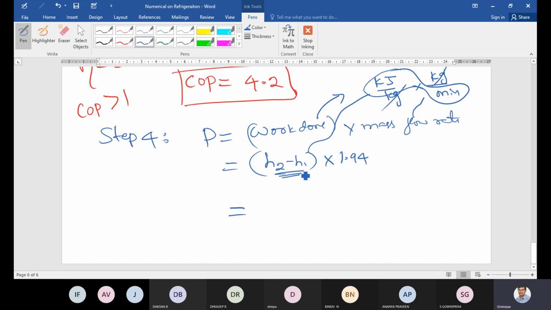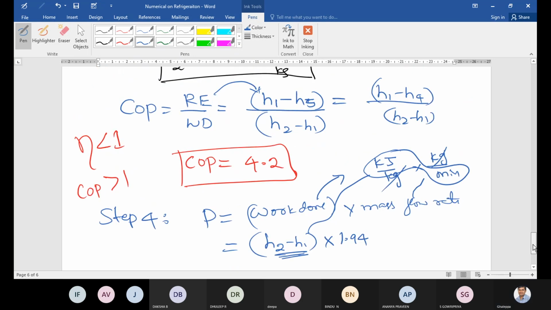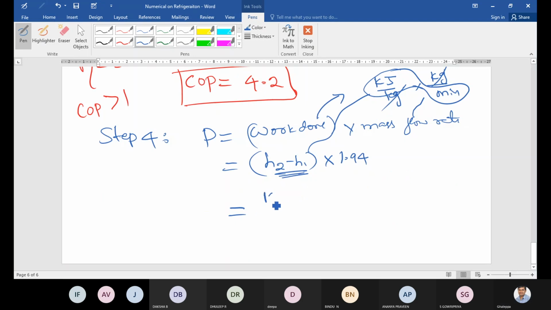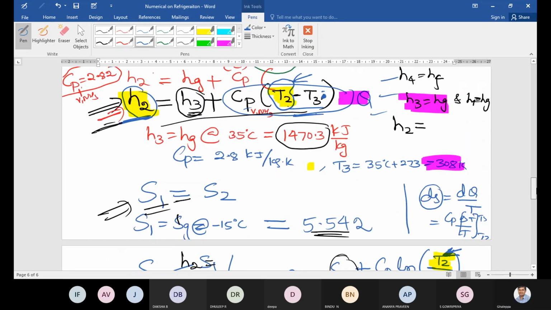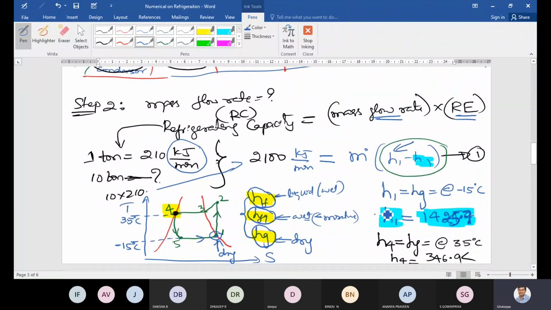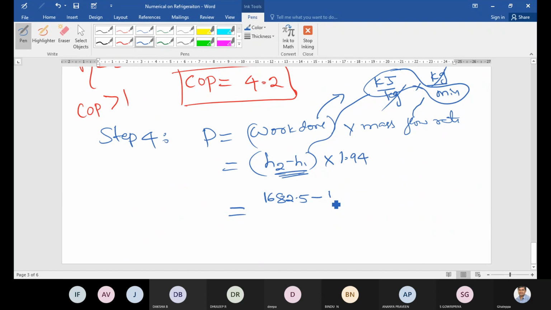Okay, substitute the values of H2 and H1. I will tell you how to do it. H2 is somewhere 1682.5. H1, go to the table. H1 is 1425.7. Here it is. 1425.7, into 1.946. So multiply these two. 499.75 kilojoule per minute. How to convert to kilojoule per second?